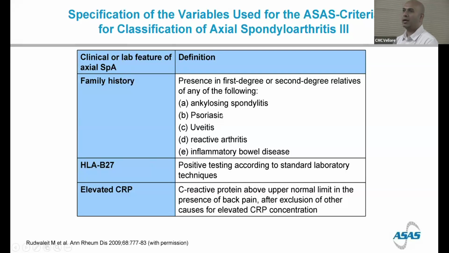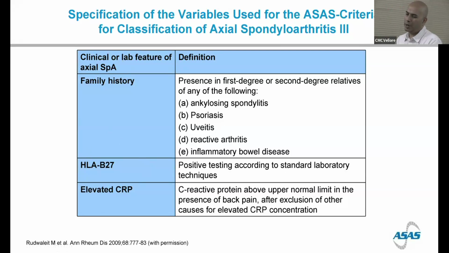Any of these IMIDs, like AxSpA, can have psoriasis, uveitis, reactive arthritis, inflammatory bowel disease. So any IMID, any inflammatory disease, can be there. And HLA-B27 has to be positive. Standard laboratory techniques. Most of our folks come with a flow cytometry, at least the folks from Bengal, but we do a PCR technique here, which is more specific.